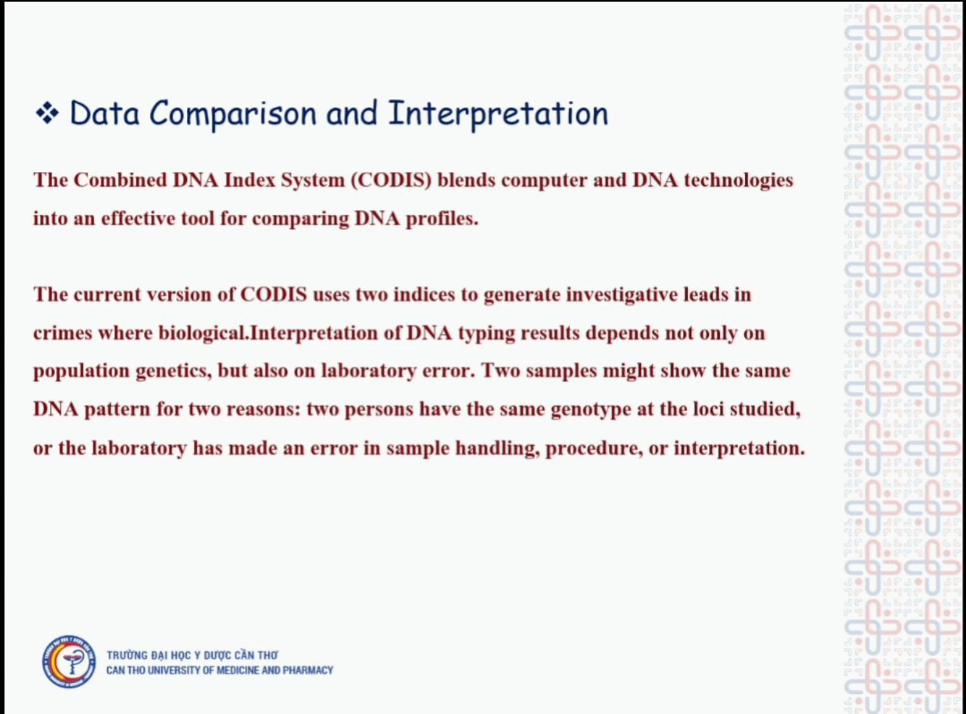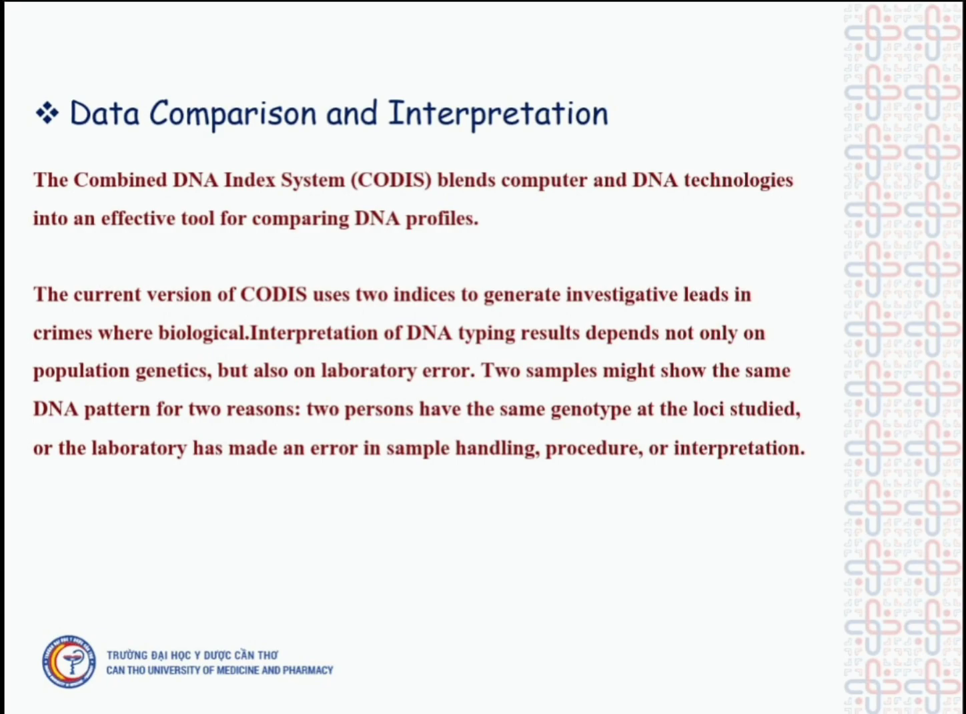The Combined DNA Index System (CODIS) blends computer and DNA technologies into an effective tool for comparing DNA profiles. The current version of CODIS uses 2 indices to generate investigative leads in crimes, where biological interpretation of DNA typing results depends not only on population genetics but also on laboratory error. 2 samples might show the same DNA pattern for 2 reasons. 2 persons have the same genotype at the locus studied, or the laboratory has made an error in the sample handling procedure or interpretation.